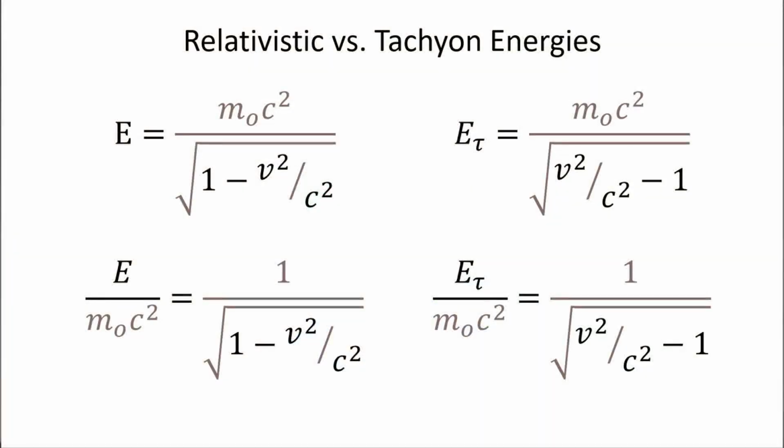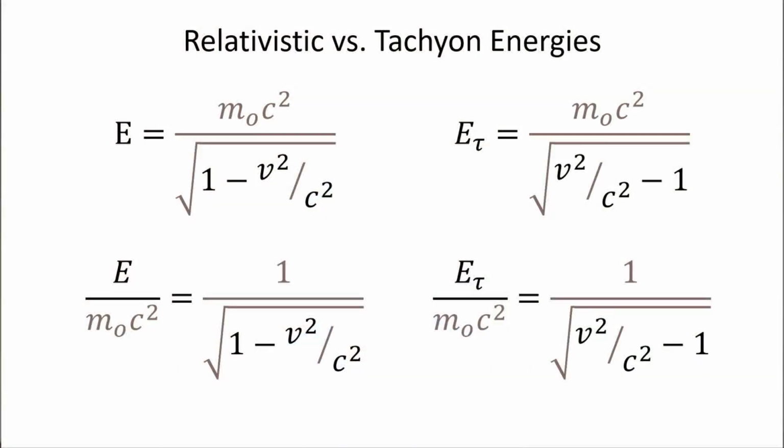Now, the interesting thing is, if you apply this same factor only using the tachyon Lorentz factor, what you find is that a tachyon will actually lose energy the faster it goes. In fact, when the velocity is instantaneous, it has 0 energy. So it actually takes energy to slow a tachyon particle down.